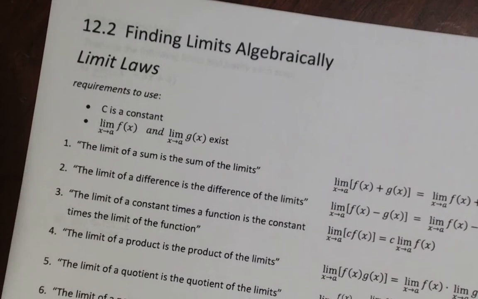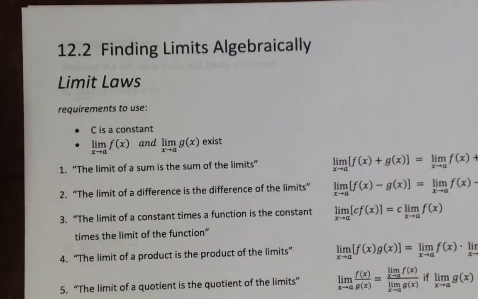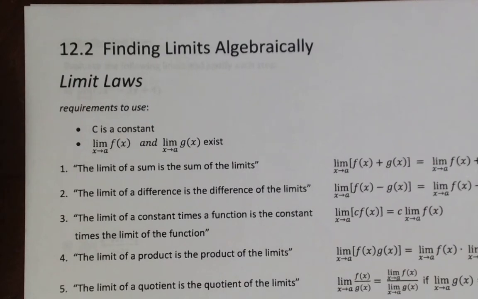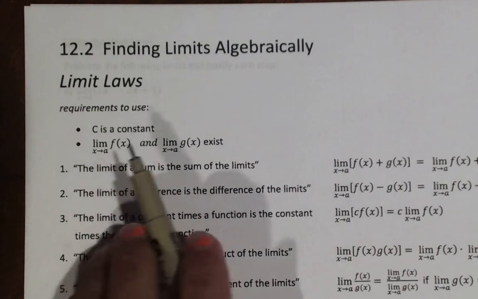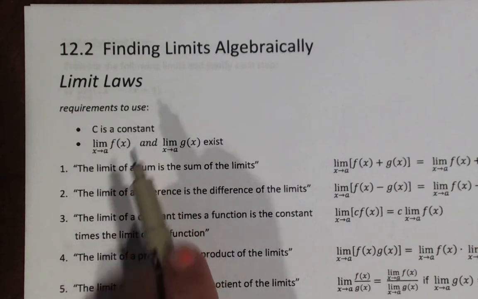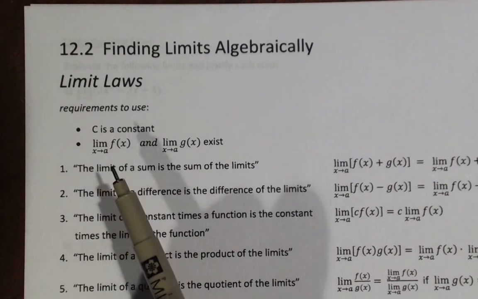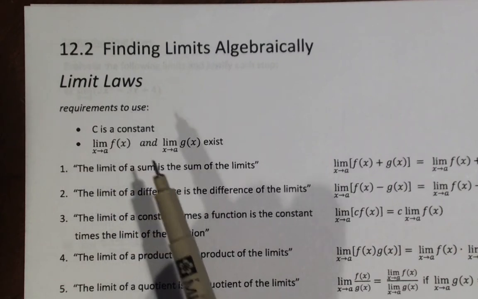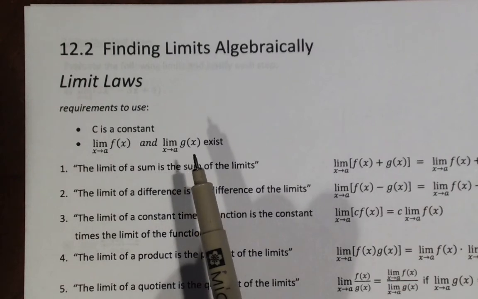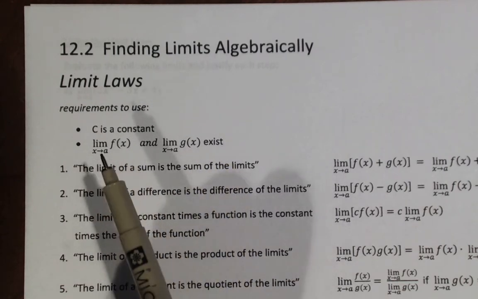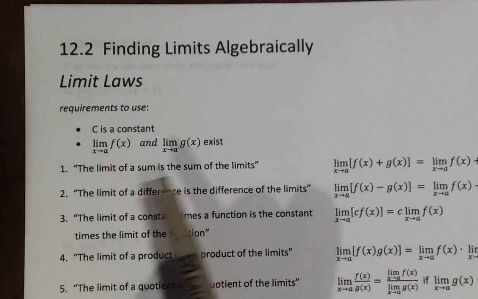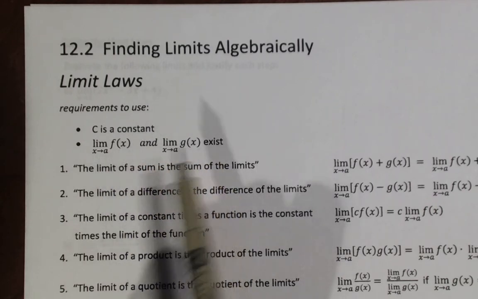All right, so we are starting 12.2, which is finding limits algebraically. So the first thing we need to do is talk about all of our different limit laws. In order to use these limit laws, there's some requirements. The first requirement is that C is a constant and that the limit as x approaches a of f of x and the limit as x approaches a of g of x both exist. Notice on both of them, x is approaching the same value. It's just the function names are different.